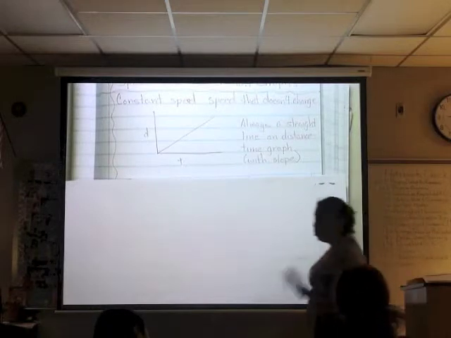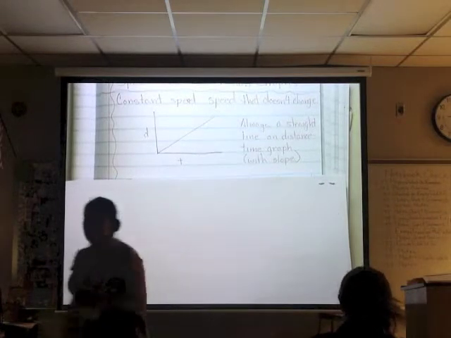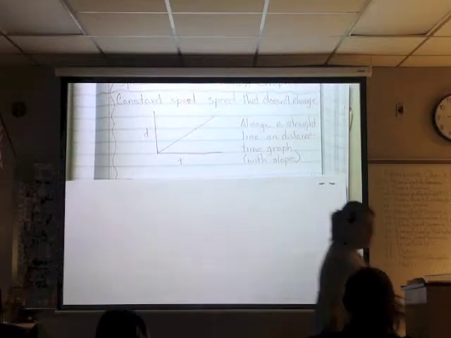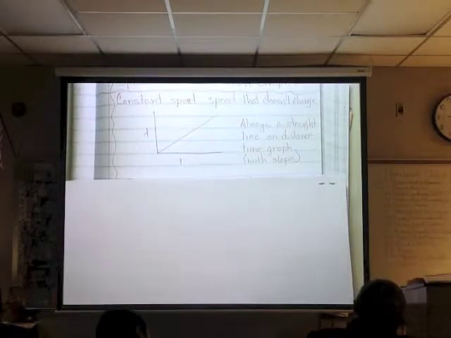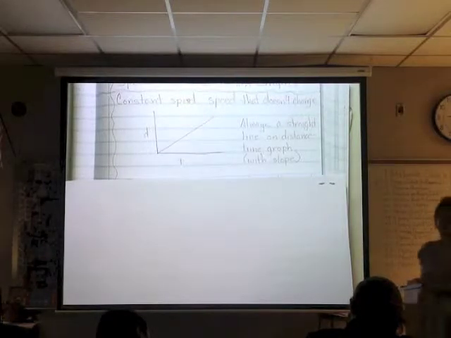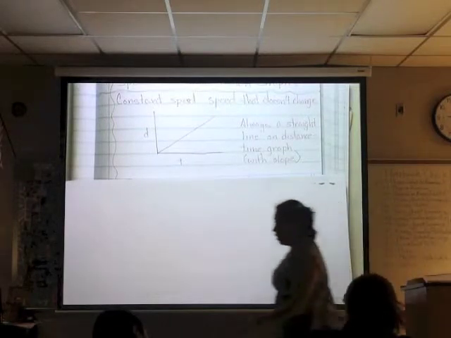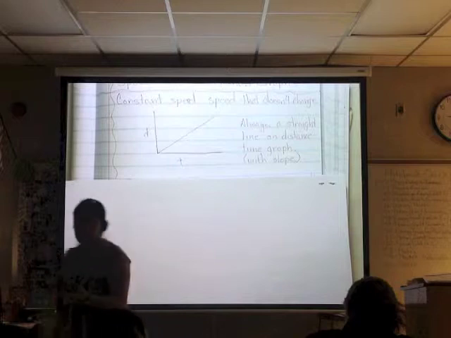Okay? So the units on speed are going to vary, so you need to make sure that you pay attention when you're doing these problems, and pay attention to the units that they give you. Since it's distance divided by time, it's going to be miles per hour, meters per second. So you need to make sure that you pay attention to that.